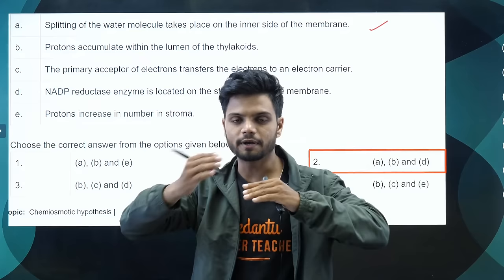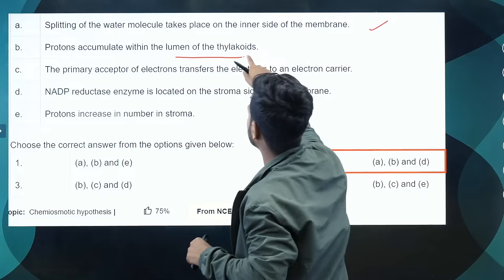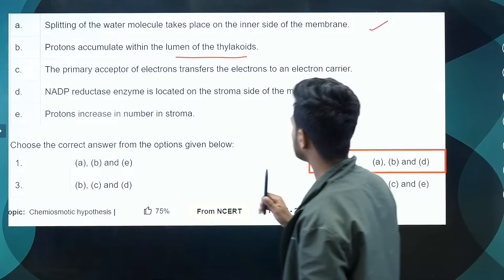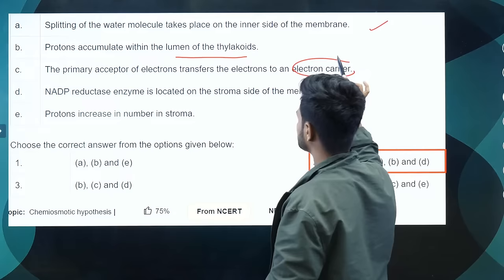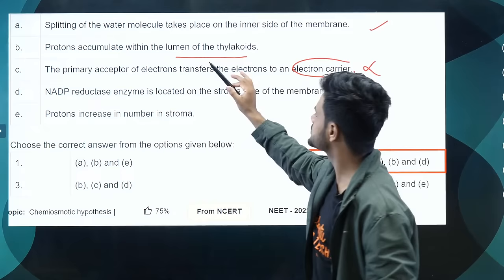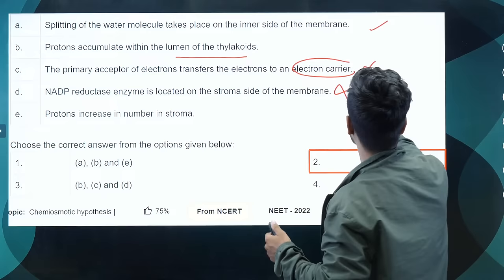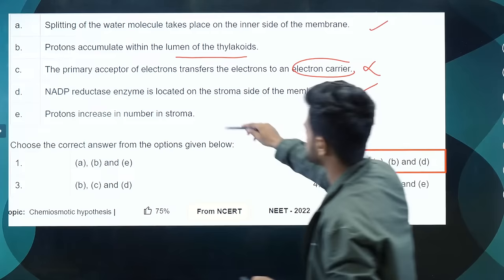Splitting of water happens for the production of protons. Protons accumulate within the lumen of the thylakoid. For the proton gradient to increase in the lumen, more and more splitting is happening, so we have more and more protons in the lumen. Then the primary acceptor of electrons transfers the electron to other carriers. NADP reductase is located on the stroma side. And do protons increase in the stroma? No, they decrease.